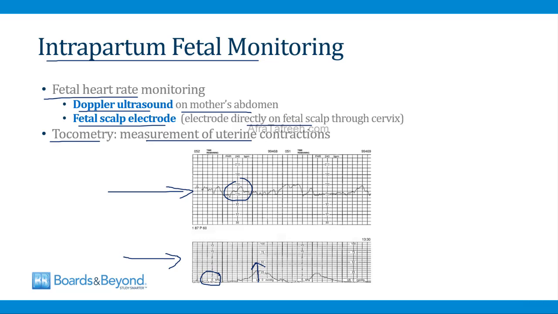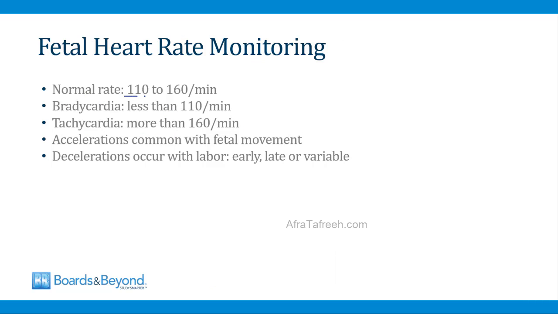The normal fetal heart rate is 110 to 160 per minute. Bradycardia is less than 110 and tachycardia is more than 160. Brief accelerations in the fetal heart rate are very common when the baby moves. Just like when an adult runs around the block, their heart rate picks up. When the baby moves their arms or legs, that can increase the fetal heart rate. This should not be sustained, however. It will come back down to the normal range very quickly.